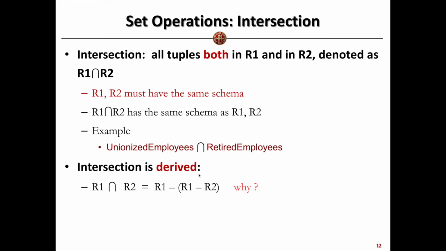Since it is defined based on the difference, we also have some requirements for R1 and R2 as inputs. R1 and R2 should have the same schema, so this intersection can work on two relations with the same schema. This is a pre-requirement. As for the output of R1 cap R2, the output is also a relation, and this relation also has the same schema as the input.